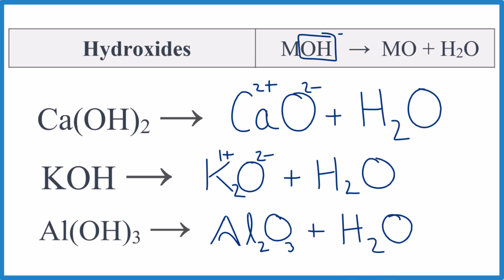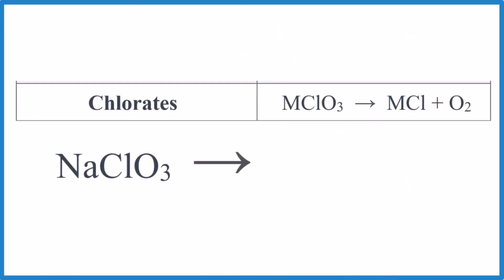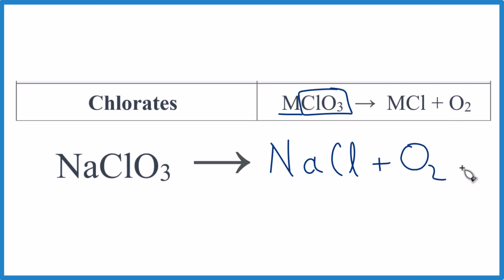All right, let's try some more. We're getting there, and we have some practice at the end. Let's do the chlorates here. M, that's our metal, and this ClO3, that's the chlorate, has a 1- ionic charge. So sodium, that's going to give us the Na, plus we have our chlorine attached to the Na, so we have NaCl, and then we just add O2 on the end of that. We're done. Sodium, that's 1+, chlorine's 1-, so we're good. We can leave it like that.